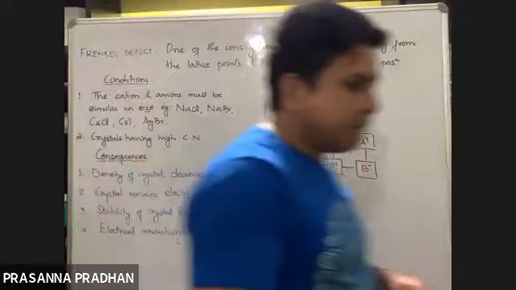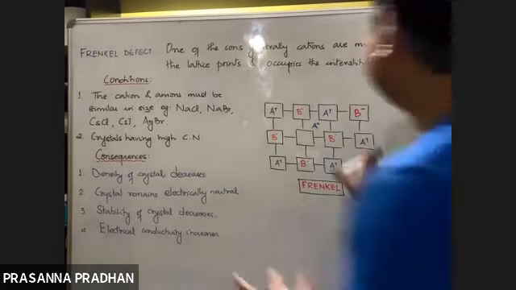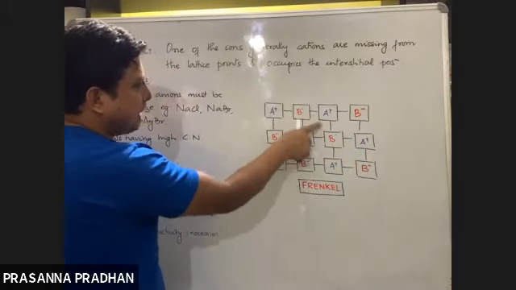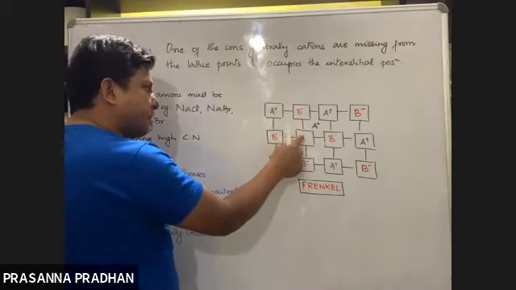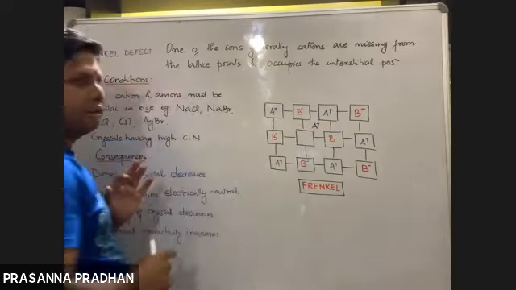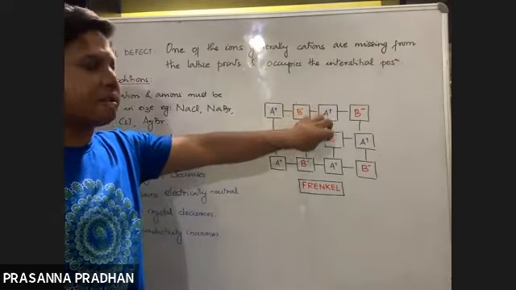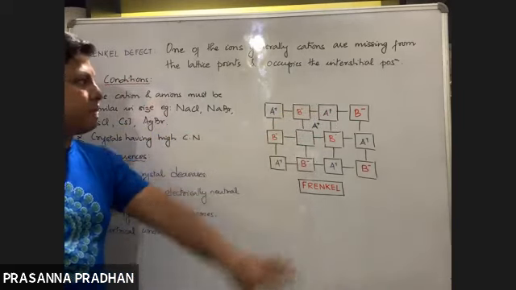So what is happening in a Frenkel defect? One of the ions, which ion? Generally cations, are missing from the lattice sites. But do they leave the crystal? No. They are missing from the lattice site, but they occupy the interstitial position like this. So as a result of the defect, they leave the lattice points but occupy the interstitial position. This type of defect is known as a Frenkel defect.